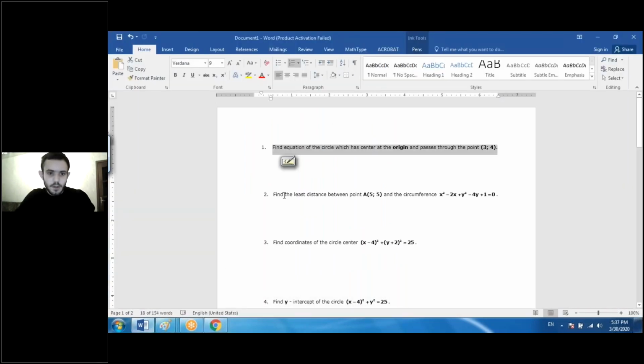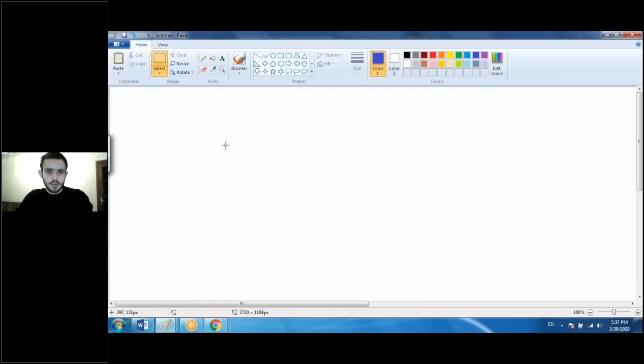So, for example, find the least distance between point A with coordinates 5, 5 and the circumference of this circle. Let's write it down. X squared minus 2x plus y squared minus 4y plus 1 equals 0. And we have point A with coordinates 5 and 5.